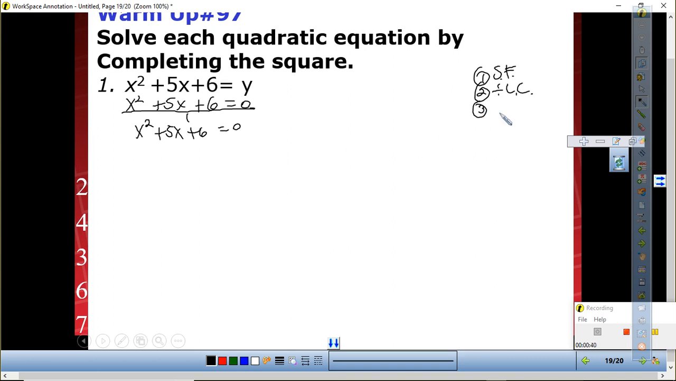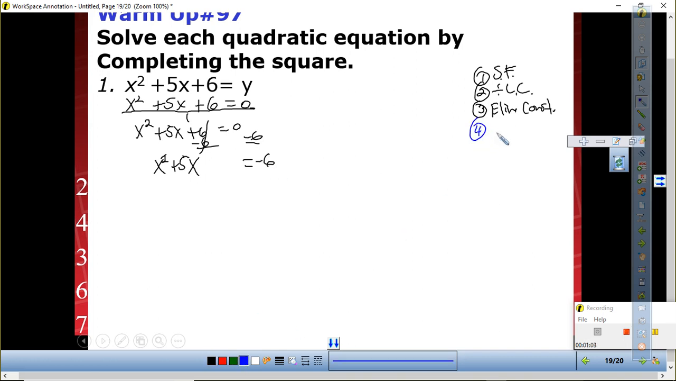Step 3, eliminate constant. Eliminate constant. What is my constant? 6. So I subtract 6, subtract 6. We're left with x squared plus 5x equals negative 6.